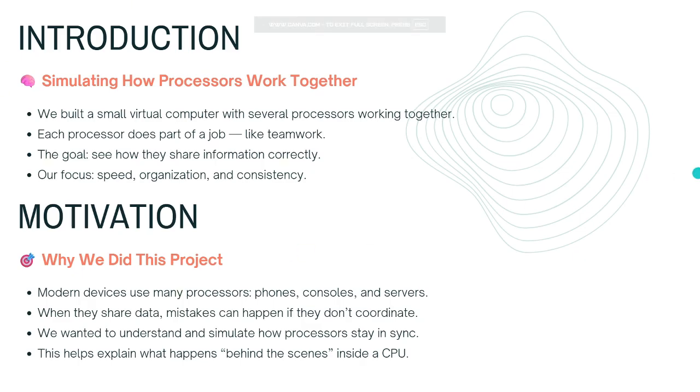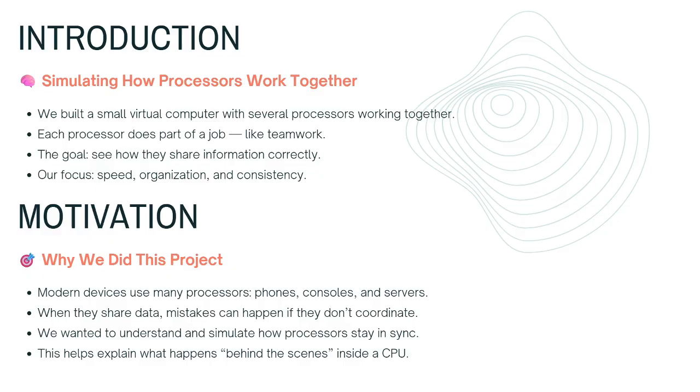So, a brief introduction. Our project simulates how several processors can work together on the same task, just like a team dividing work. We wanted to see how they communicate and keep their data consistent, which is a key challenge in modern computers. The goal: see how they share information correctly. Our focus is speed, organization, and consistency. So for that, we built a small virtual computer with several processors working as a team. And well, motivation: why we did this project.